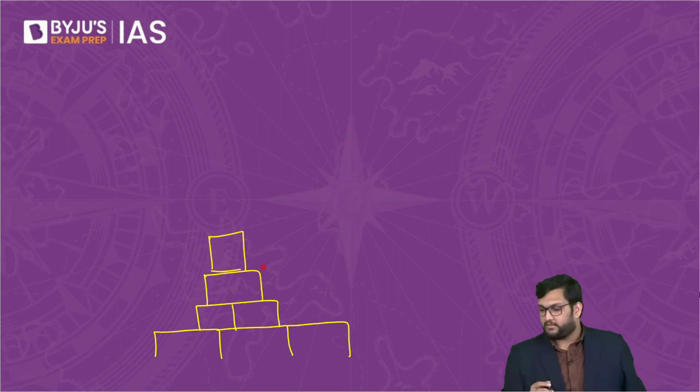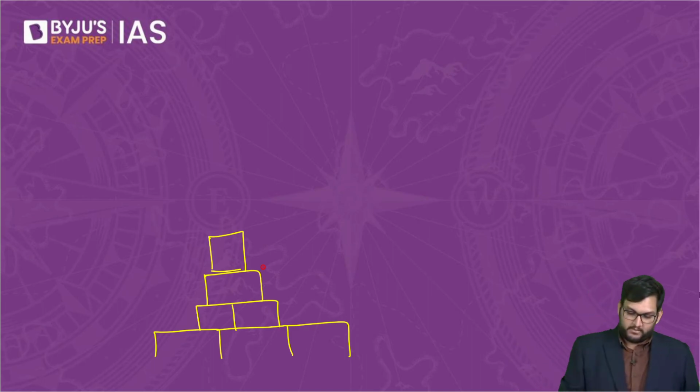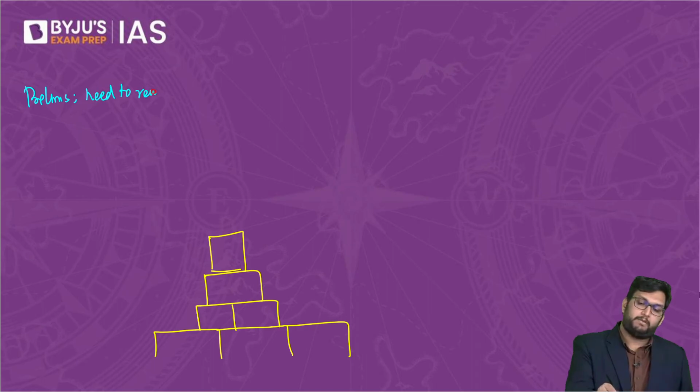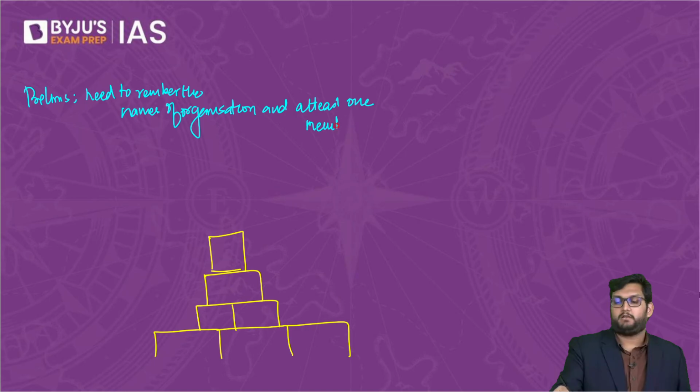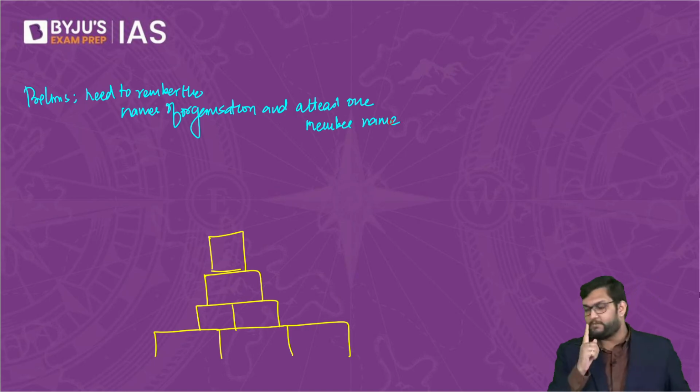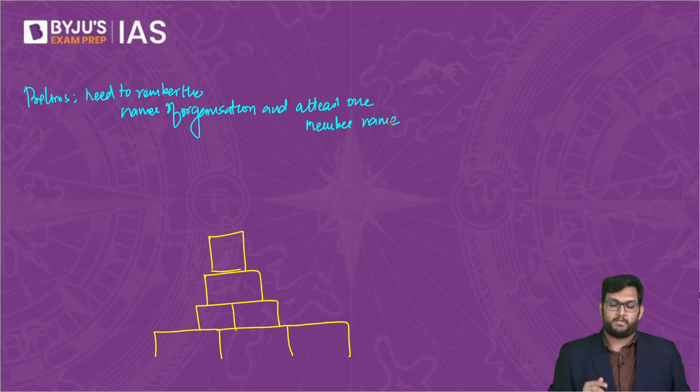This information has two purposes. For prelims, you need to remember the names of the organizations and at least one member name. So at least one name you have to remember out of those who formed it.